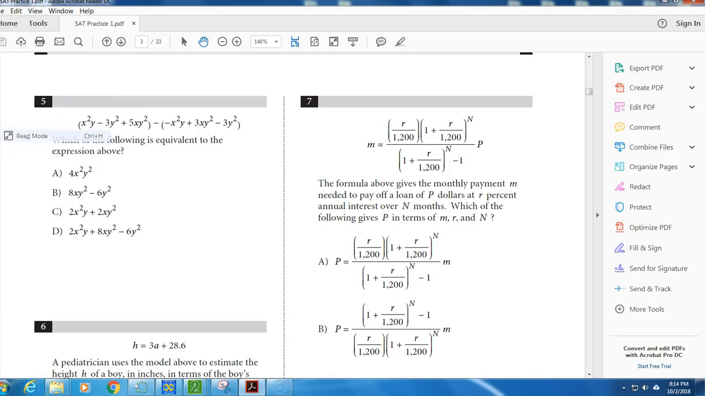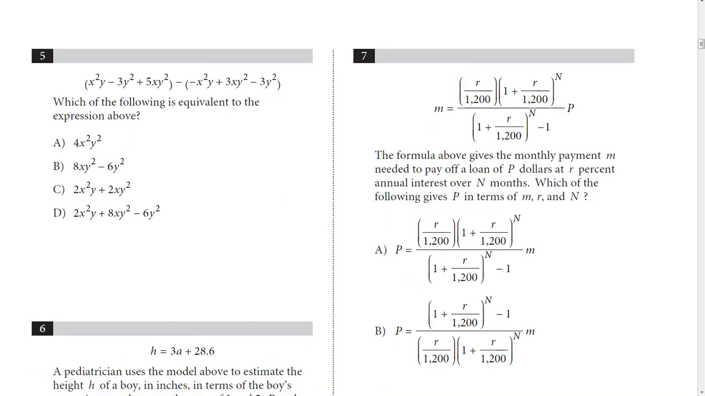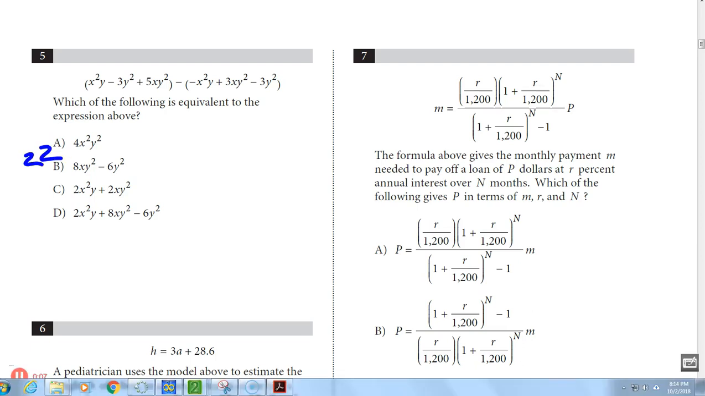Okay, looking at number 5 here. Which of the following is equivalent? So equivalent means equal to. Which of the following expressions are equal to the expression above? So a couple different ways to do this. I noticed there's some parentheses. In this first parenthesis, there's an understood 1 there. So distributing a 1 basically does nothing.